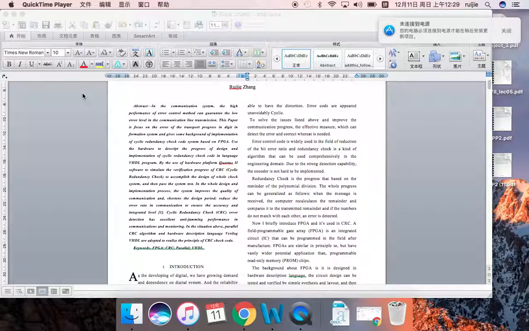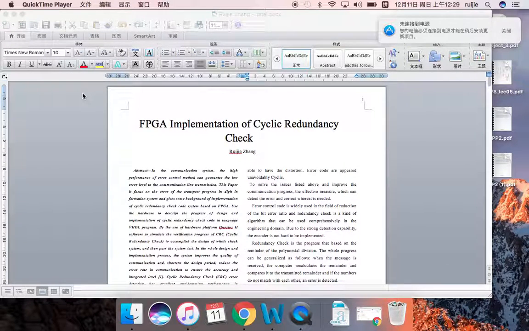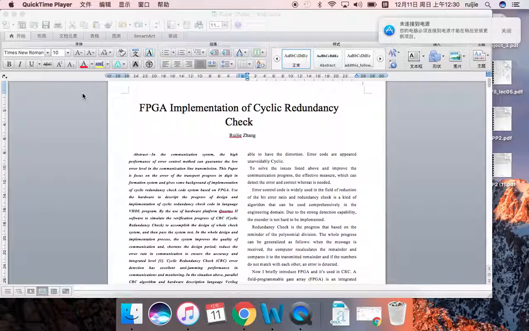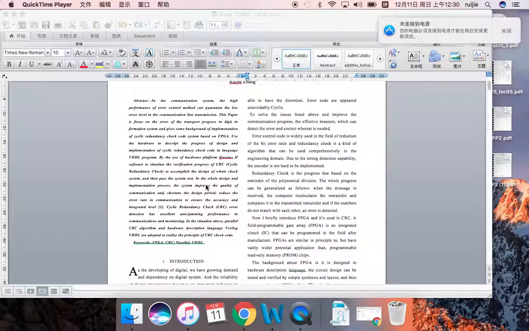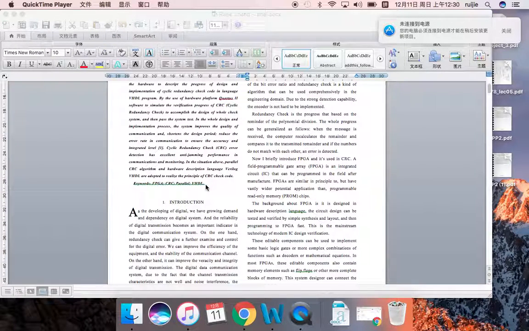Transmission of cyclic redundancy check. With the development of digital technology, we have a growing demand and dependency on digital systems, and the reliability of digital transmission becomes an important indicator in the digital communication system.